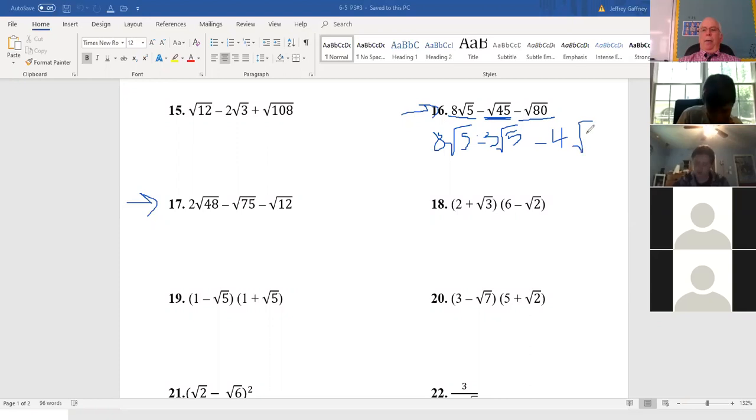Right? Everybody see where we're going with that? And I end up with my final answer: the square root of 5, or 5 under the radical, or radical 5.